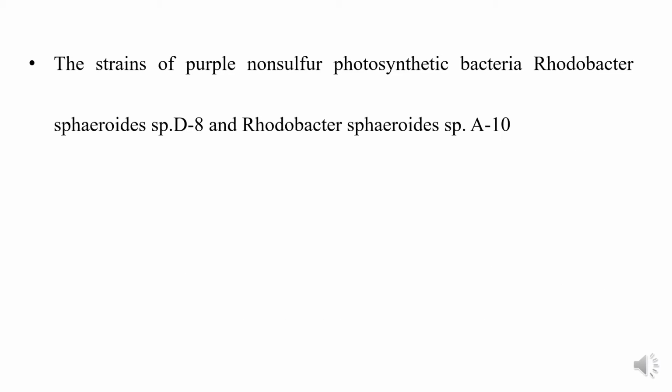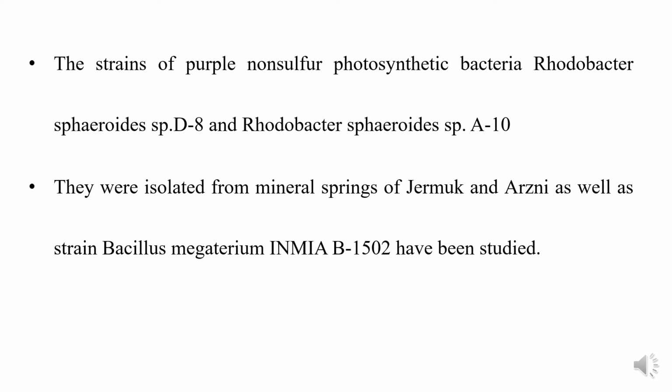Now we are going to discuss the cultivation methods of photosynthetic bacteria. Here we are taking the examples of strains of purple non-sulfur photosynthetic bacteria, Rhodobacter sphaeroides, species G8 and species A10. Now we are going to discuss the cultivation method related to these two bacteria. These two bacteria were isolated from the mineral springs of Jermuk and Arzni.